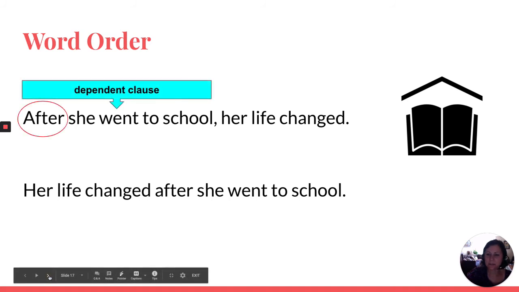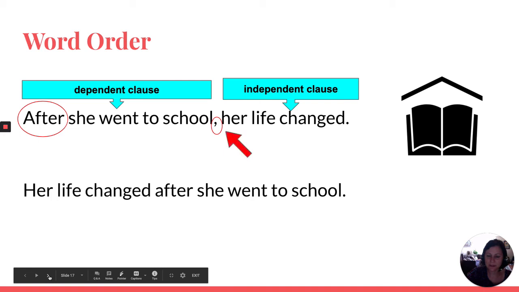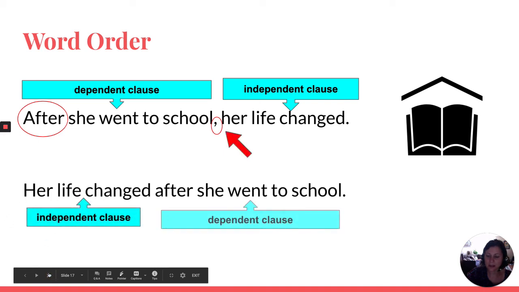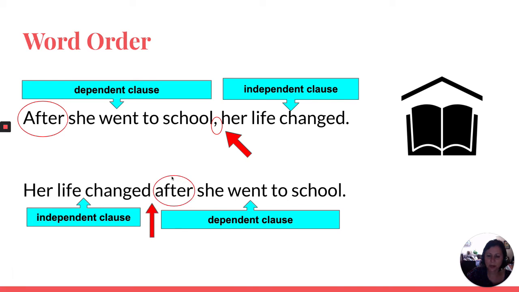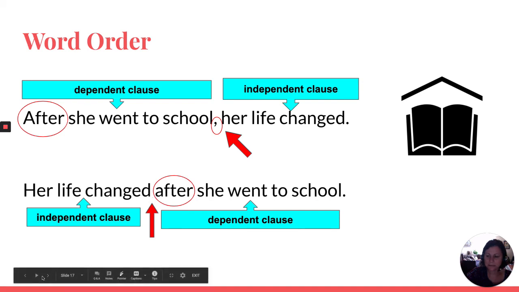So you can begin with a dependent clause and then follow it with an independent clause. And then you have your comma in the middle. Or you can begin with an independent clause and follow it with the dependent clause. If you do that, you don't need the comma, okay? Because you have your subordinating conjunction in the middle. Here, you don't need the comma.